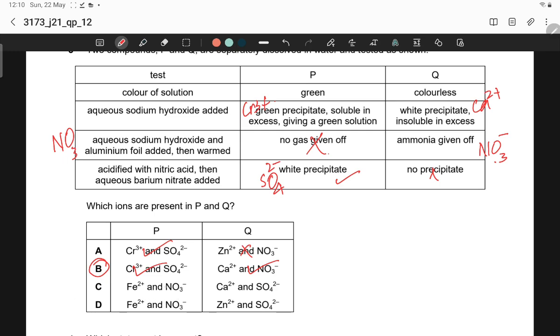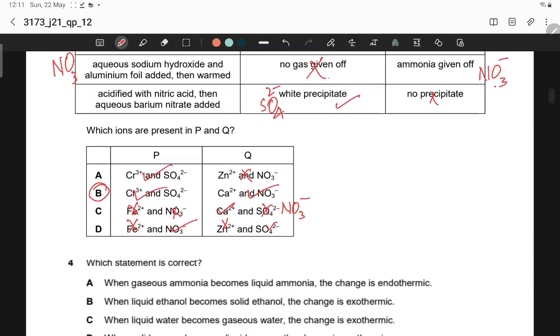Iron(II) and nitrate ions: iron(II) gives a green precipitate but insoluble in excess sodium hydroxide, so that's why it is not correct, and nitrate is not in P, so this is also incorrect. Calcium is correct, sulfate is not correct because nitrate ions are present in Q. Iron(II) ions incorrect, nitrate ions correct. Zinc and sulfate is also incorrect. So option B is the correct option.